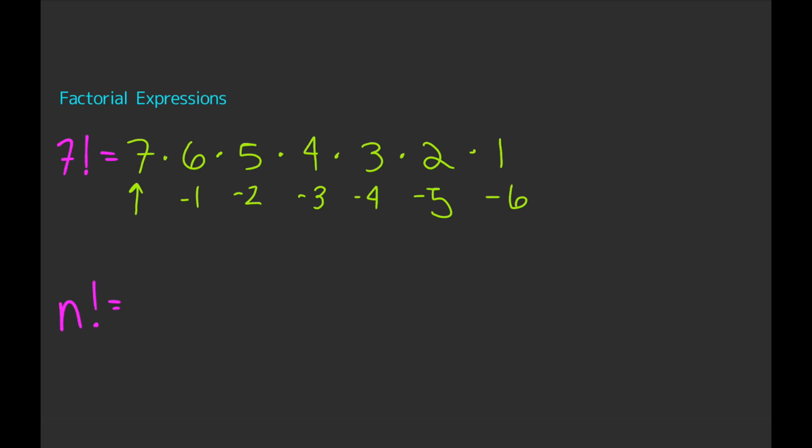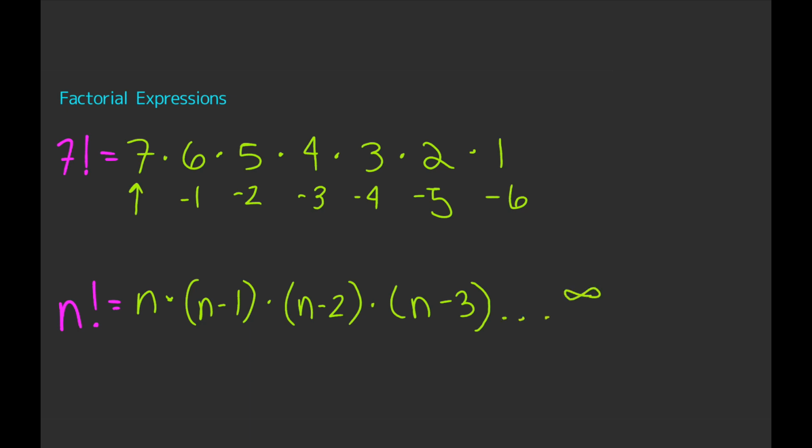So for this expression down here, n factorial, we start with a number, n. Our next term is n minus 1. Our second term is n minus 2. Our third term is n minus 3. And this will go on infinitely. So that's basically all factorial expressions are. You're just going to keep minusing 1 for every term. And hopefully you guys can see the connection between n factorial and the 7 factorial.